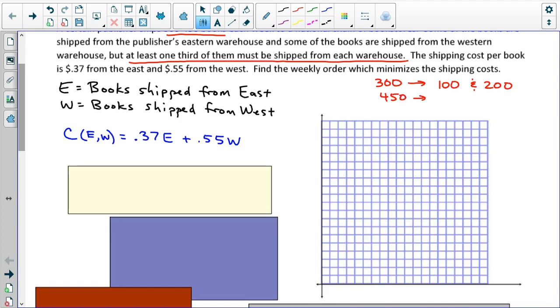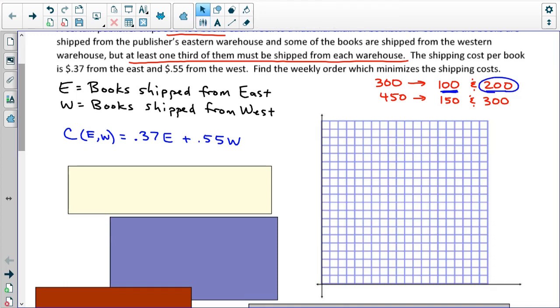Let's say we shipped the maximum amount of books, 450. One third of 450 is 150, and then the other coast would get 300 of them. So what we're looking at here is a relationship of 2 to 1. Basically, if one of the coasts ships a certain number, the maximum the other coast could ship is twice as much.